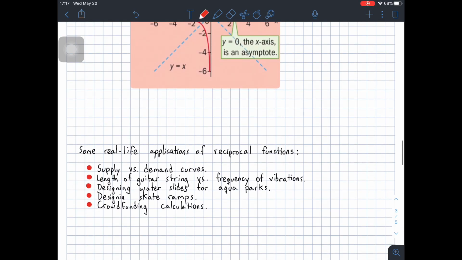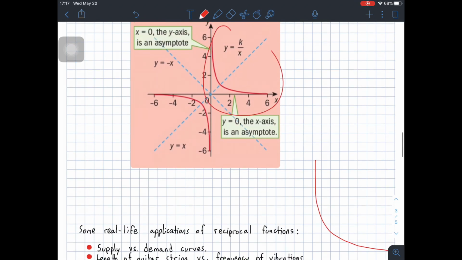Okay, some real-life applications of reciprocal functions. We can find this, for example, in supply versus demand curves. Maybe you have seen this already in business, but you'll see that the curves look something like this, right? Which is the first piece of the hyperbola, like you see here.